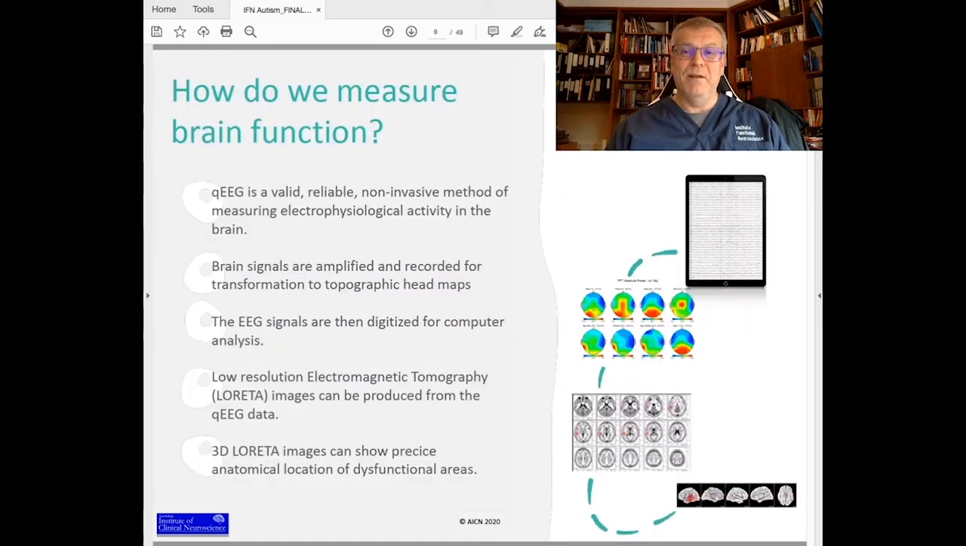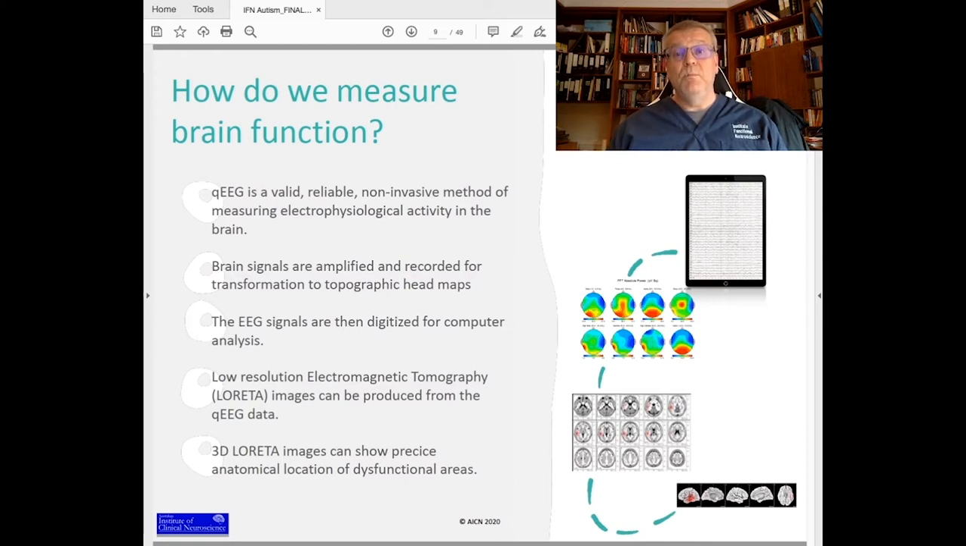In order for us to get an accurate understanding of where things are going in your brain and how your brain is functioning, we need to find a way to measure that function. And we use EEG to measure the function inside your brain. And EEG has been around for a long time. It's valid, reliable, non-invasive, and it gives us an electrophysiological measurement of how well your brain is doing in a variety of areas across your brain.